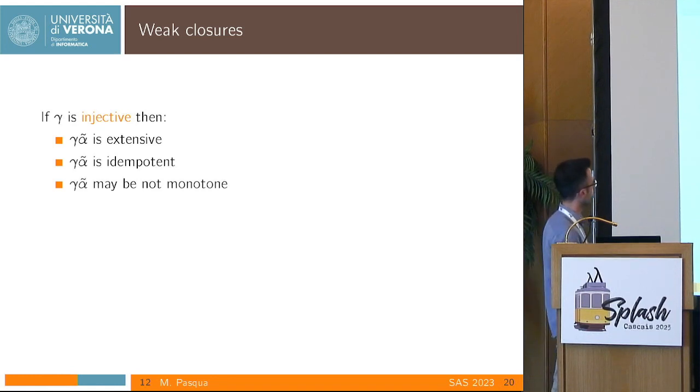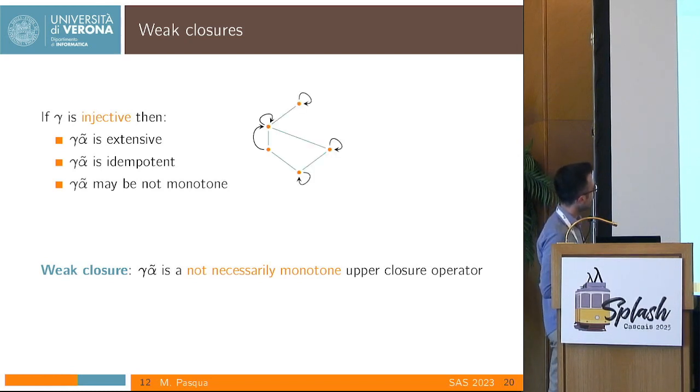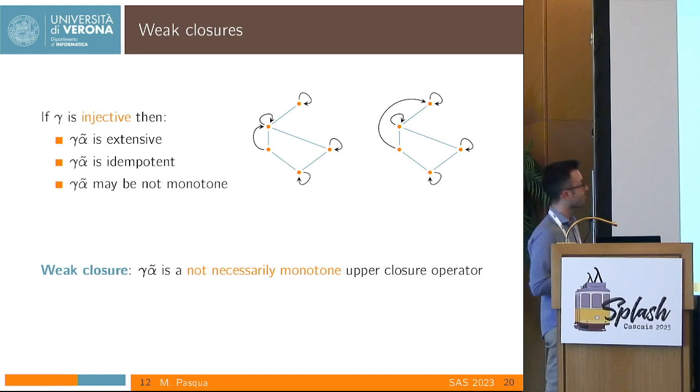And this is very helpful, because we can reuse techniques and construction proofs that we use for standard domains in the weak setting if we don't use monotonicity, for instance. So a weak closure is basically an upper closure operator that is not necessarily monotone. And we start reasoning about this stuff, but it is just initial work. Here we have two examples of weak domains. So if you can see here, we lose monotonicity.